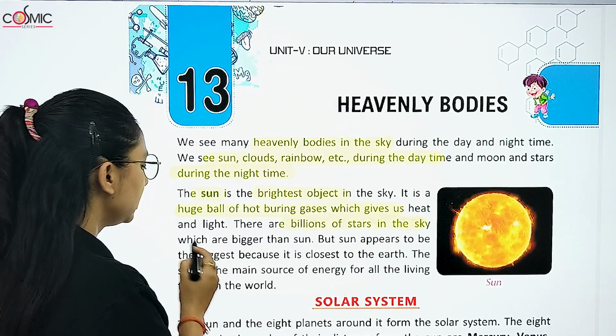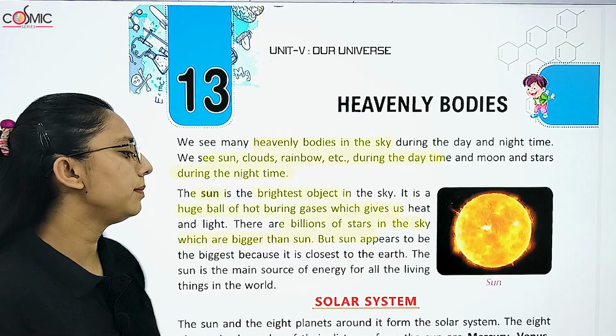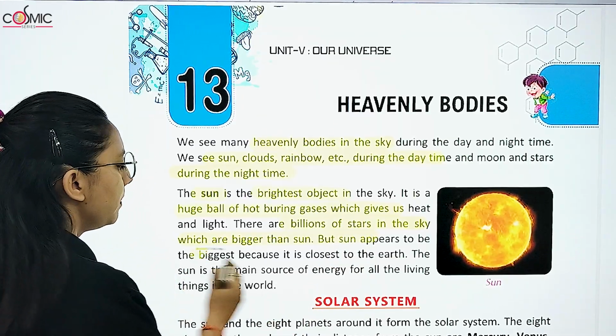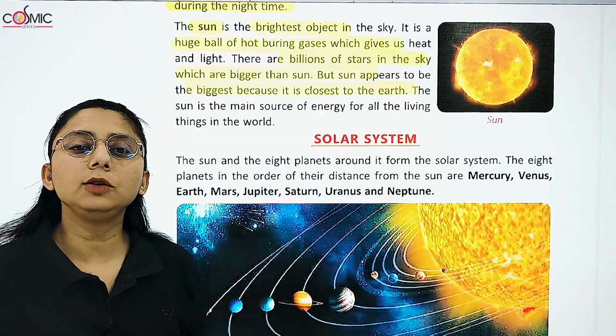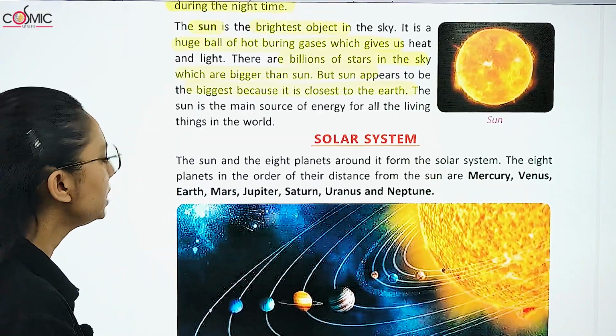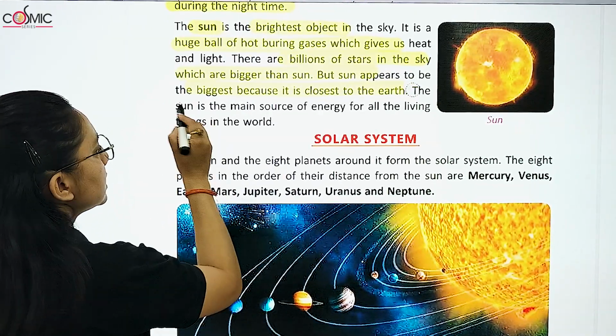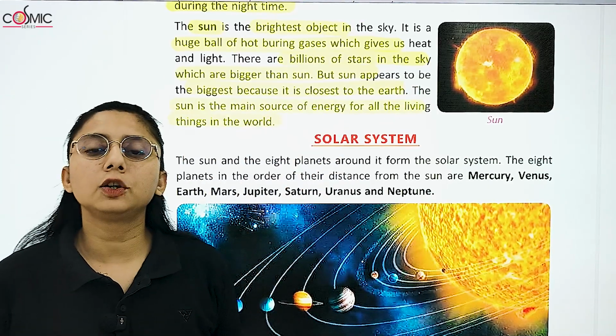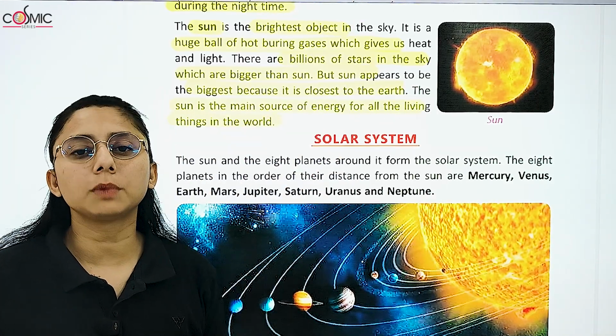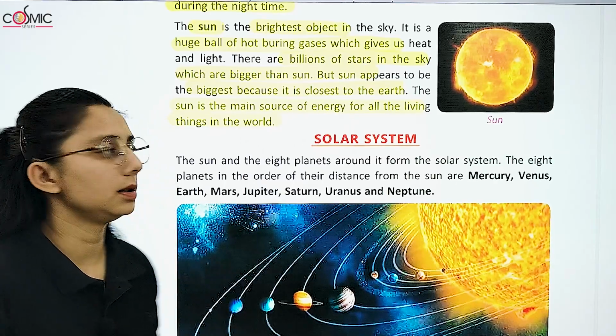There are billions of stars in the sky which are bigger than the sun, but the sun appears to be the biggest because it is closest to the earth. कि वो आपको क्यों इतना बड़ा दिखाई देता है? क्योंकि हमारे closest है, right? So we can say that the sun is the main source of energy for all the living things in the world. If we talk about the main source, so sun क्या है आपका? It's the main source of energy, right?